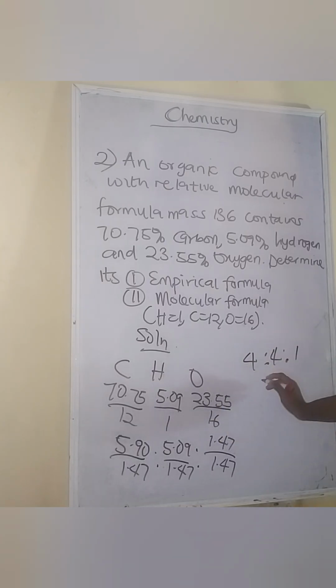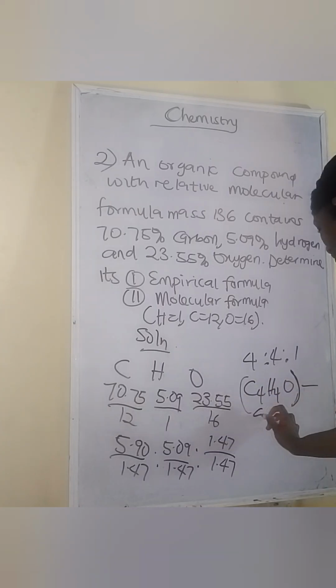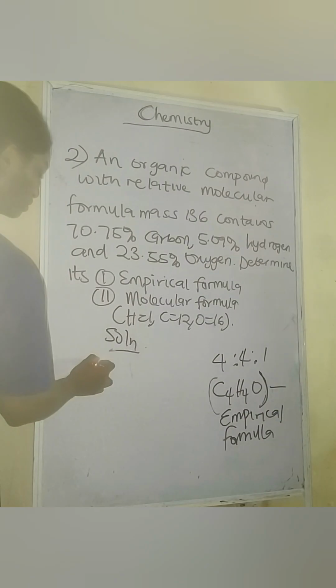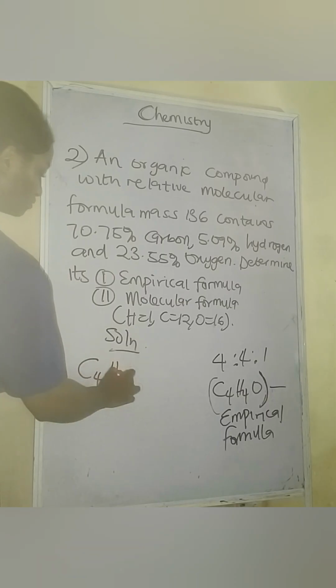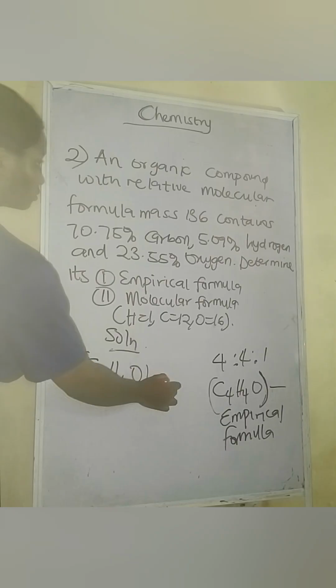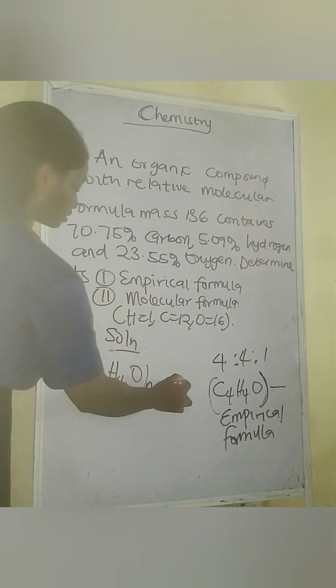So we now have C4H4O. So that is our empirical formula. So we want to get our molecular formula. So let's now say C4H4O. So we're introducing a constant. Let's introduce N. So it will be equal to this 136.